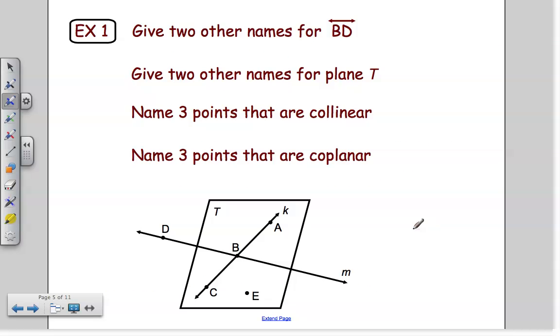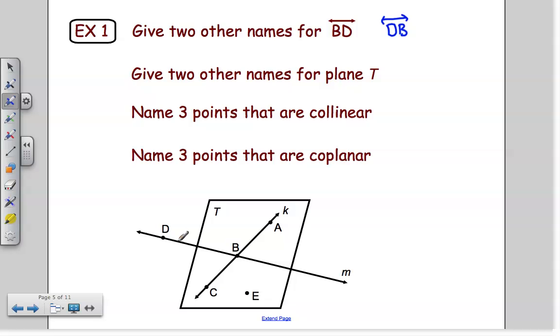Alright, example using some of these naming techniques for points, lines, and planes. Give 2 other names for, now this is line BD. Give 2 other names for line BD. First, let's locate it down here. I see point B here, point D here, so this is line BD. Now remember that the simplest thing you can do is just change the order of how those points are written. So instead of BD, I'm going to do DB. Line DB, of course, so I put this symbol over the top.